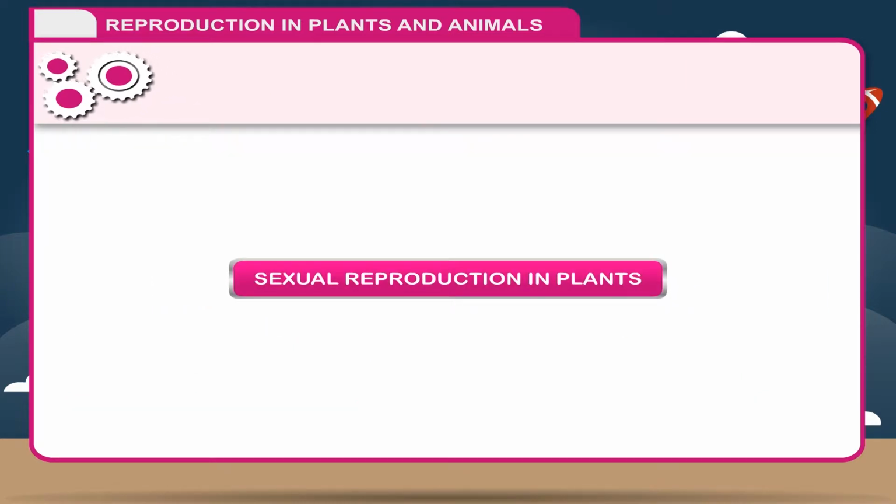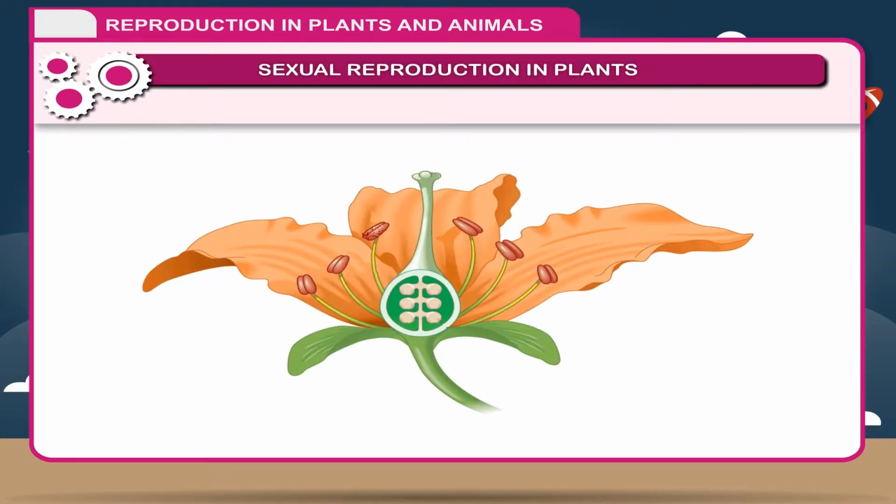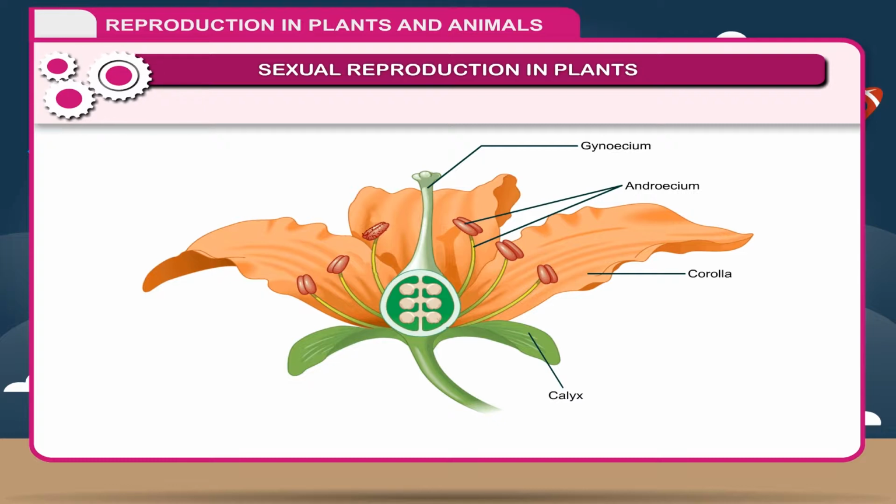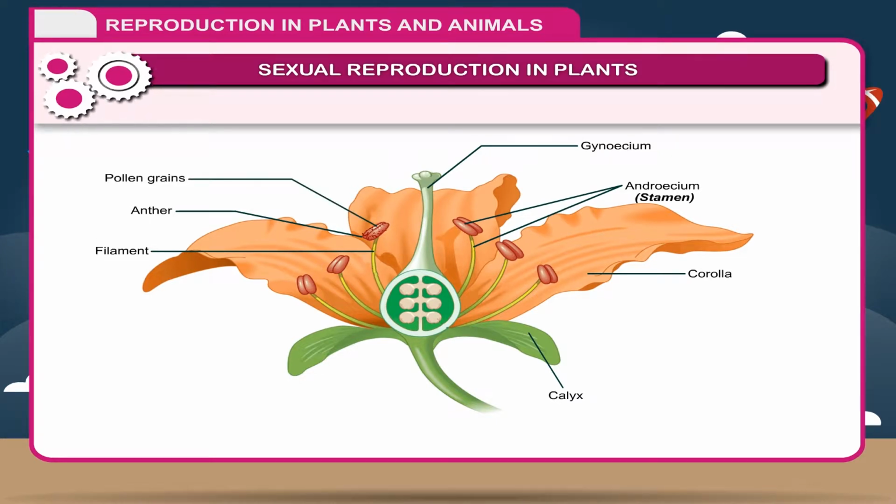Sexual reproduction in plants. In plants, flowers are the reproductive organs. Androecium represents the male sex and gynoecium represents the female sex organ. In the flower, calyx and corolla are non-reproductive parts. Each unit of androecium is called stamen. Stamen consists of filament and anther. Anther contains a powdery substance called pollen grains, which produce male gametes.